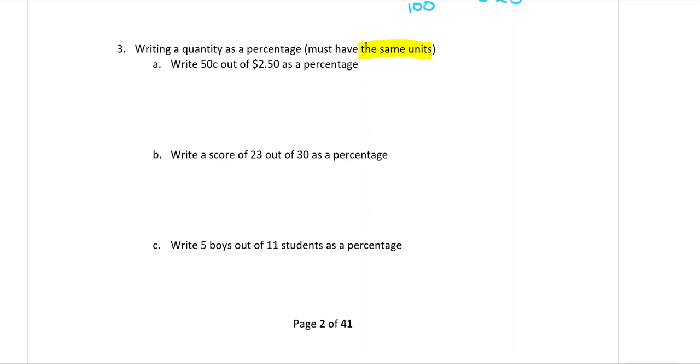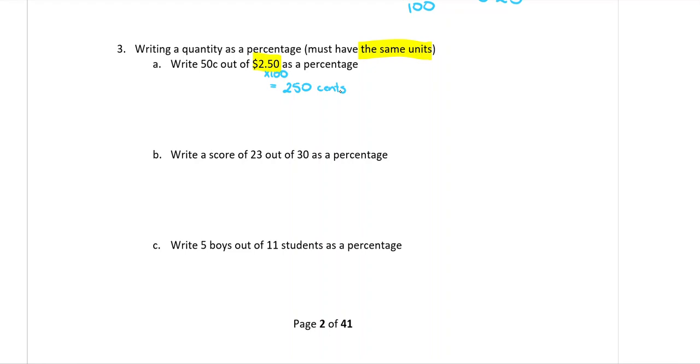So out of cents and dollars, the dollars is the bigger one, right? So I want to turn $2.50 into cents. How do you turn dollars into cents? Yeah. So I'm going to go times by 100, which means that that one is going to be equal to 250 cents.